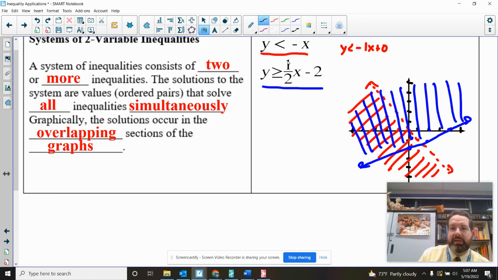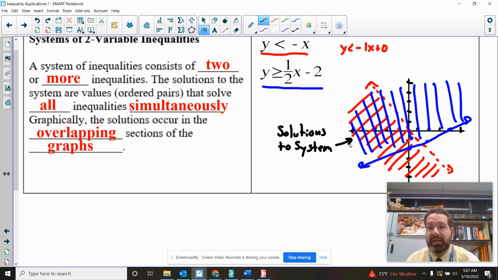And I'm just going to make a note here then. My solutions to the system, those occur here in the overlapping part where the blue and the red are crossing over one another. Those are the solutions to the system because they solve all of the inequalities simultaneously.